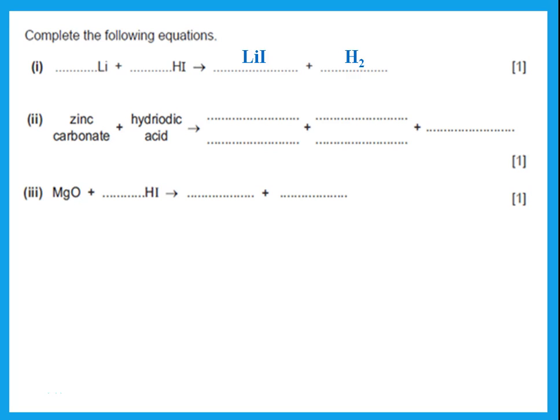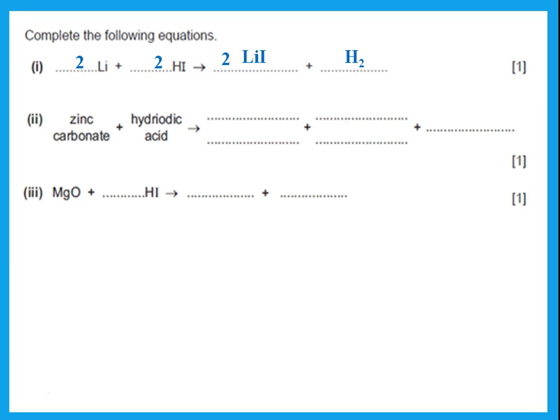Plus hydrogen. Remember, hydrogen is diatomic, it has to be 2. Then I need to balance. So, 1 lithium before the arrow, 1 lithium after the arrow. Now the hydrogens, 1 hydrogen before the arrow, 2 hydrogens after the arrow, so I need to put 2 here. But that means that now I have 2 iodine, so I need to put 2 iodine after that, and now I need 2 lithiums, so this is 2 lithiums.